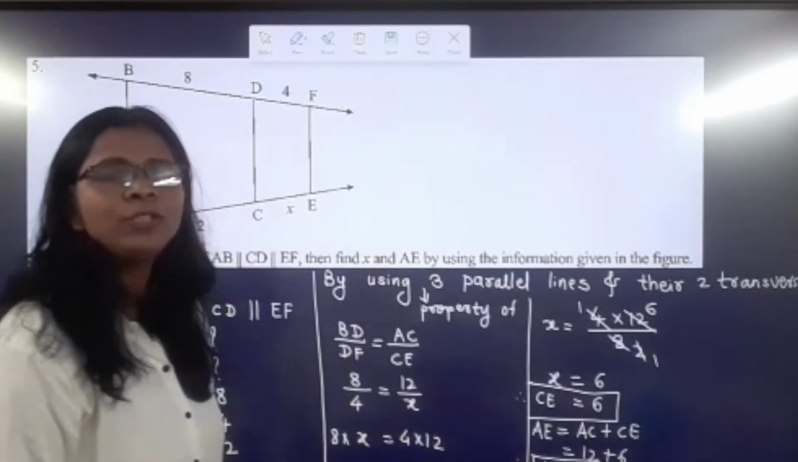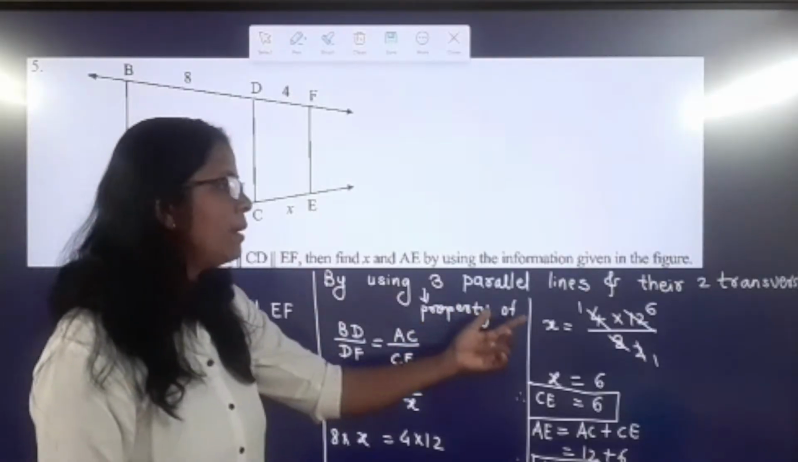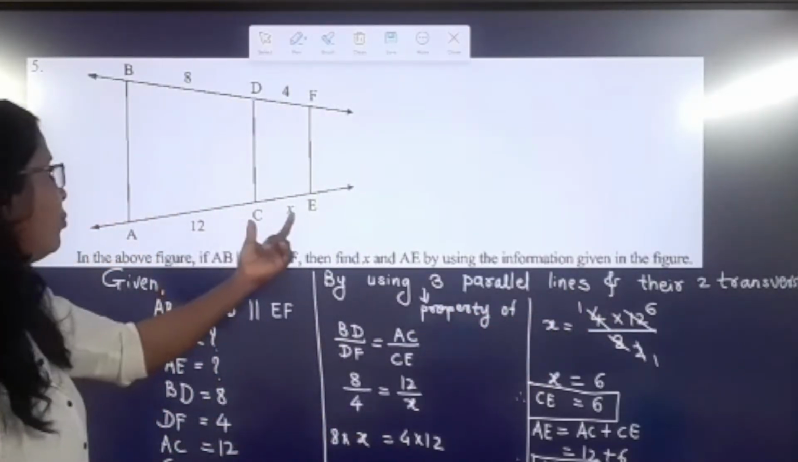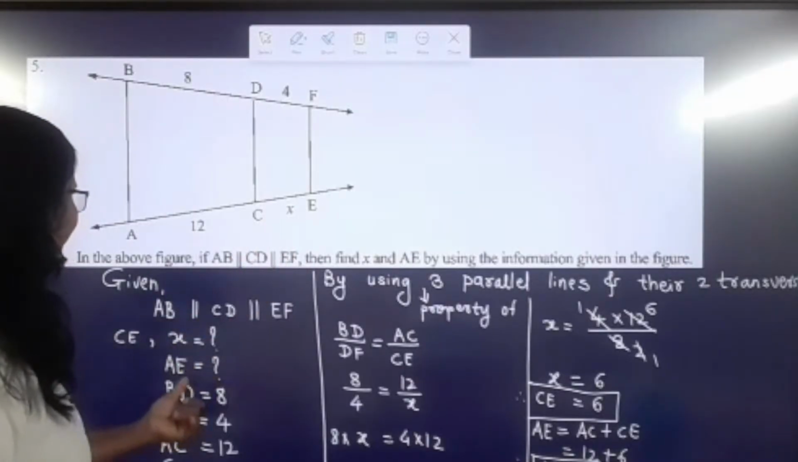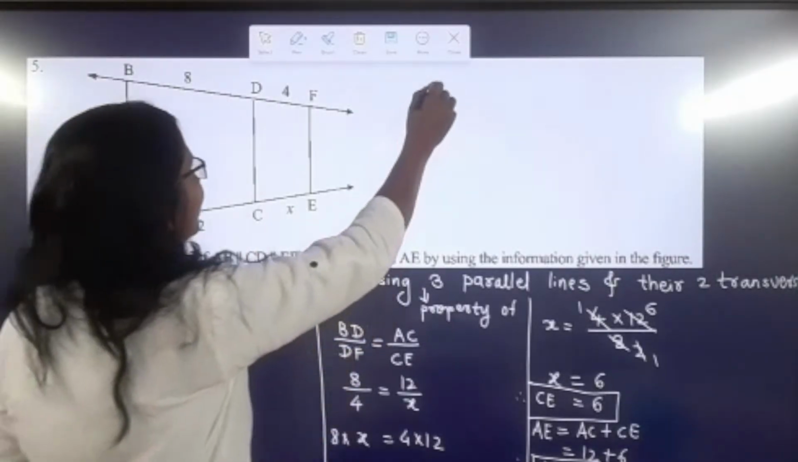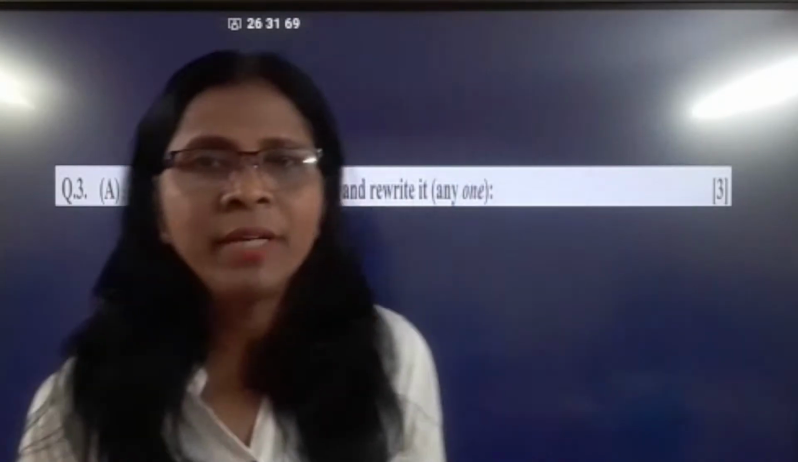So that is how, by using the property of three parallel lines and their transversal, we can calculate CE as well as AE, students. Very, very easy example, students. Now here, the next example.